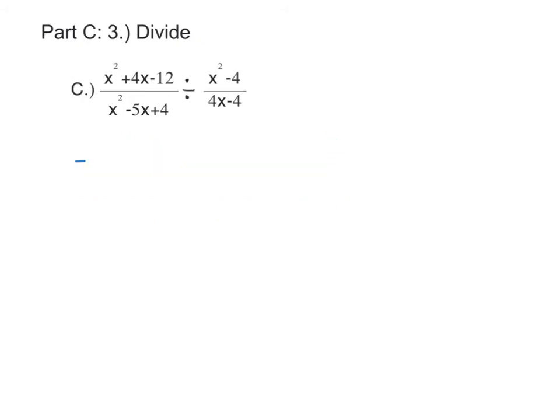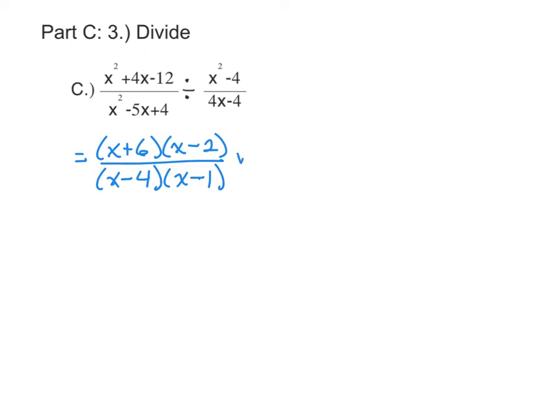Let's do one more. With x squared plus 4x minus 12, we'll factor that into x plus 6 and x minus 2. In the denominator, x squared minus 5x plus 4 is x minus 4 and x minus 1. Dividing by a fraction is the same as multiplying by its reciprocal, so the x squared minus 4 will go in the denominator, and that will factor into x minus 2 and x plus 2.